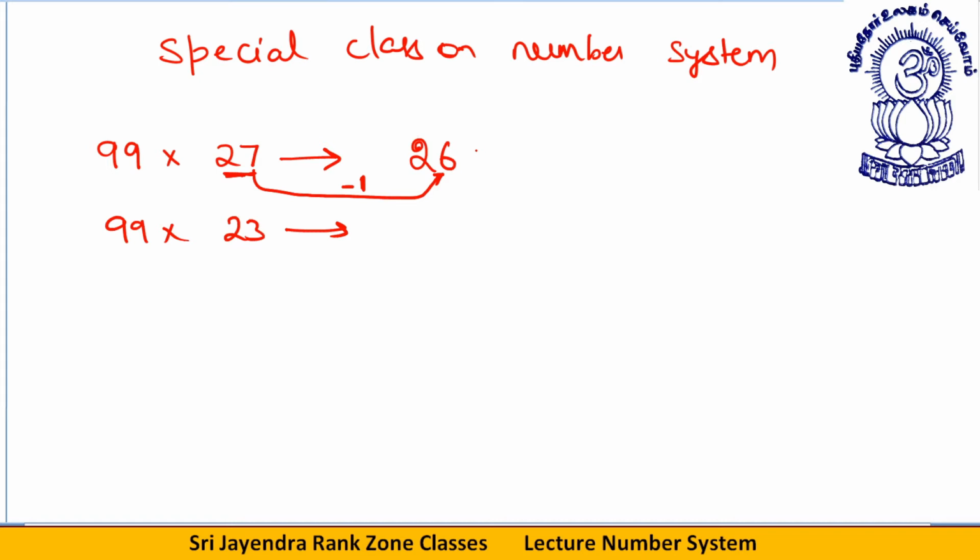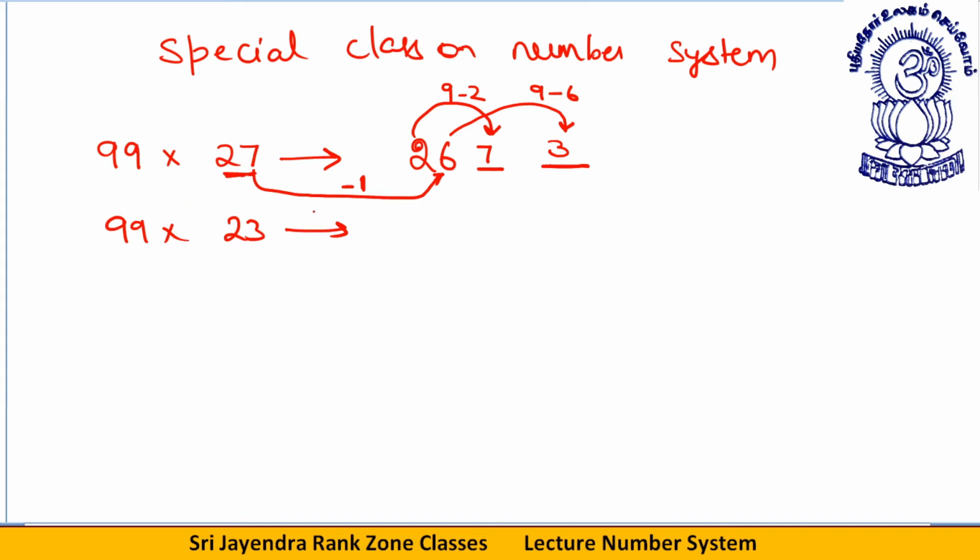Now, what I will do here, the two digits which will come will be what? Write this down as 9 minus 2. What is 9 minus 2? 7. Okay, this will come as 9 minus 6. That will come as 3. 2, 6, 7, 3. This is the product of 99 into 27.